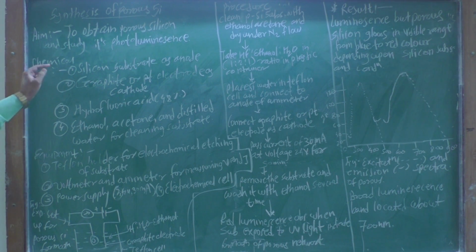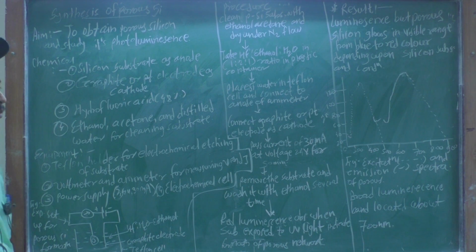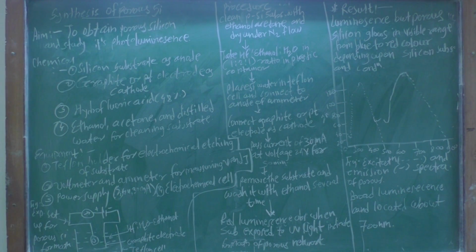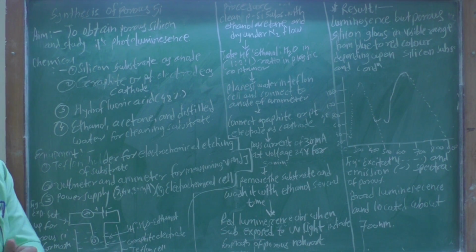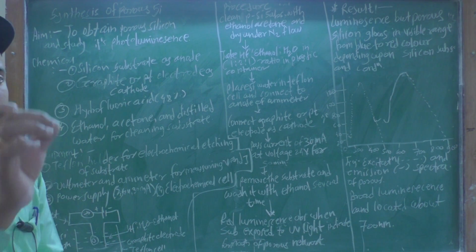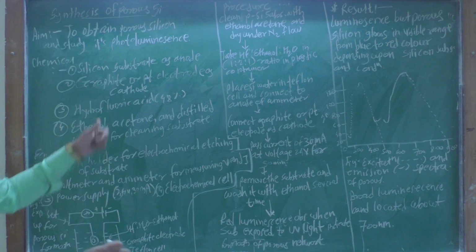Its aim is to obtain porous silicon and study its photoluminescence. That means you first have to obtain the porous silicon, and then study the photoluminescence of that porous silicon in this experiment.